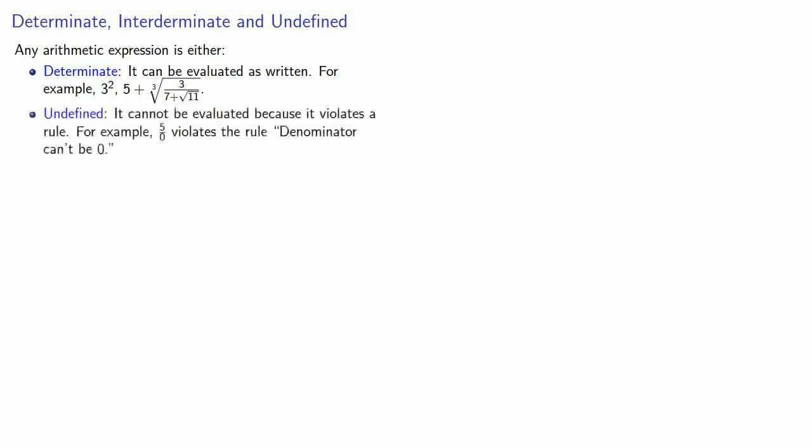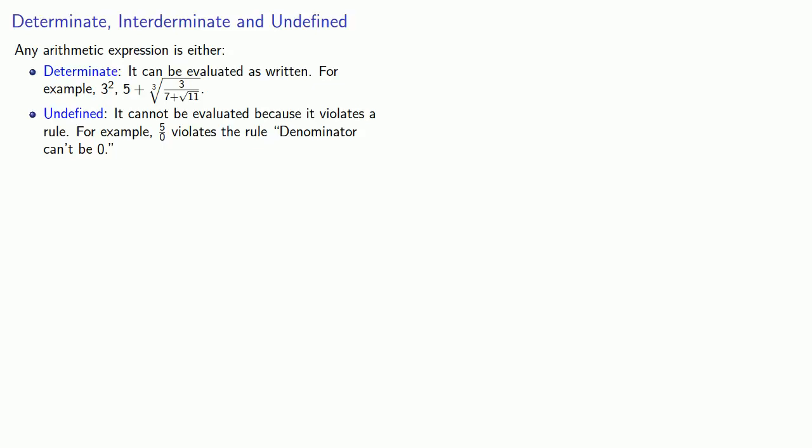Before moving on, it'll be helpful to introduce 3 terms. Given an arithmetic expression, that expression is either determinate, it can be evaluated as it's written. For example, 3 squared, or 5 plus the cube root of 3 divided by 7 plus square root of 11. The expression might also be undefined. It cannot be evaluated because it violates a primary rule of mathematics. For example, the expression 5 over 0 violates the rule, the denominator cannot be 0.